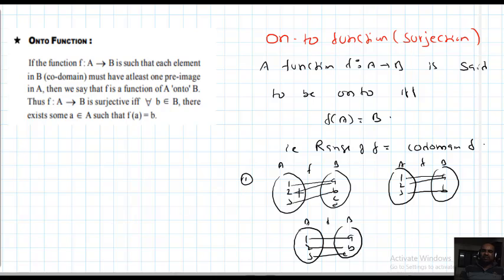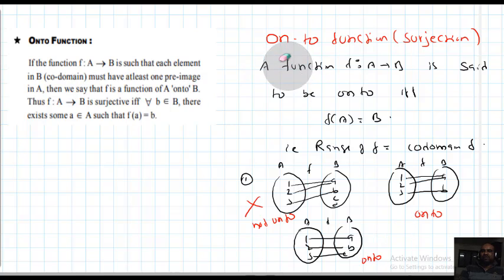What happened, Anna? This is not onto, because range is not equal to codomain. This is onto, range equal to codomain, not one-one also. This is not one-one, not onto. This is onto, but not one-one. So what happened here? This is one-one, as a result onto. I can say onto as well as one-one also. Okay.